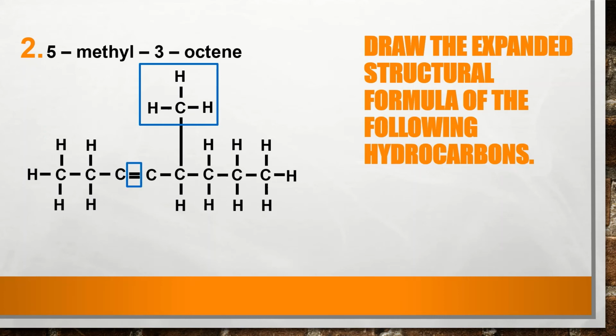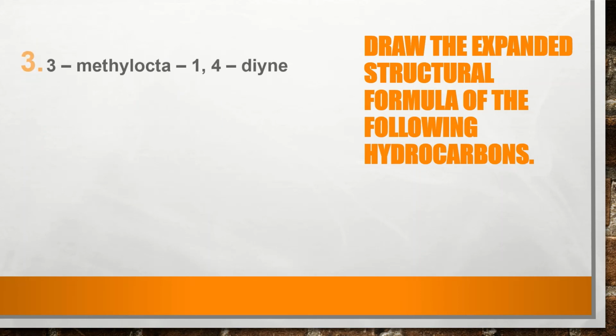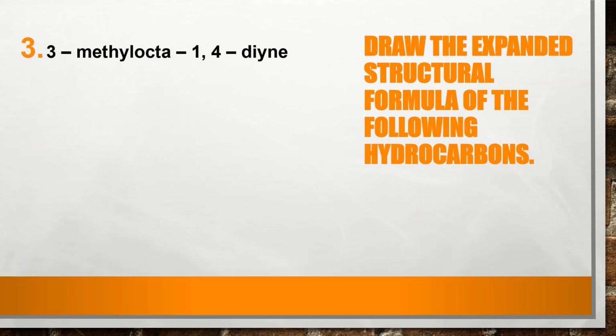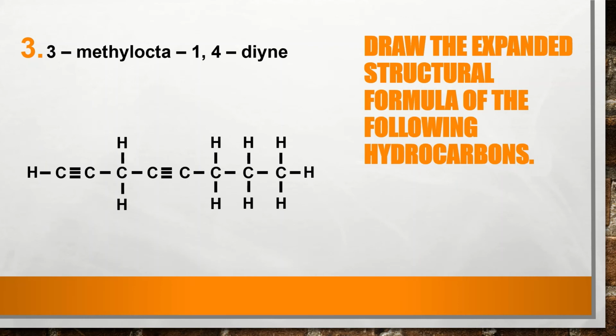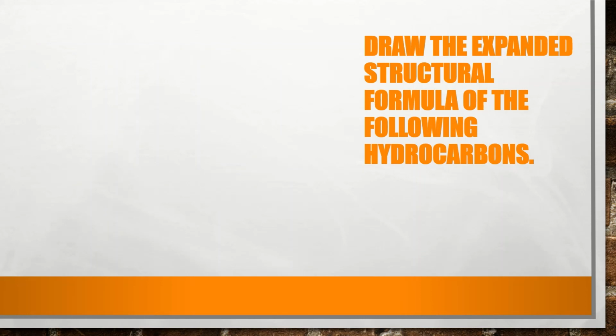Number 3. 3-methyl-octa-1,4-diene. Are you done? Let's check. So this is the expanded structural formula of 3-methyl-octa-1,4-diene. So as you can see, there are 2 triple bonds attached. So this is an alkyne.